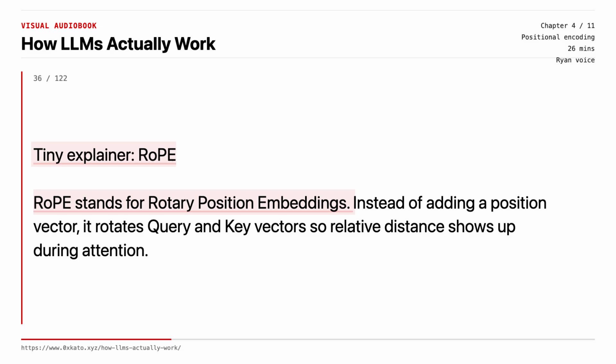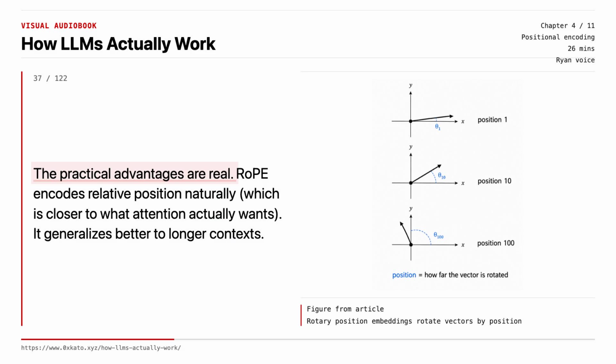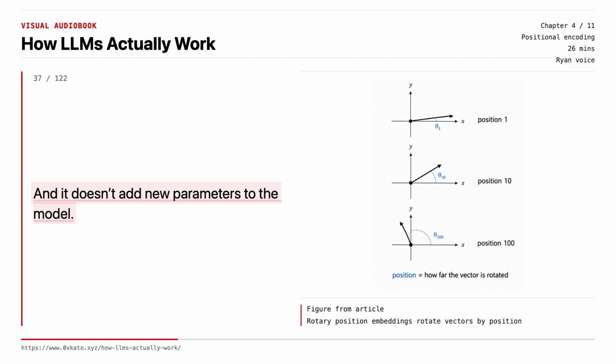Tiny explainer, RoPE. RoPE stands for rotary position embeddings. Instead of adding a position vector, it rotates query and key vectors so relative distance shows up during attention. The practical advantages are real. RoPE encodes relative position naturally, which is closer to what attention actually wants. It generalizes better to longer contexts, and it doesn't add new parameters to the model.